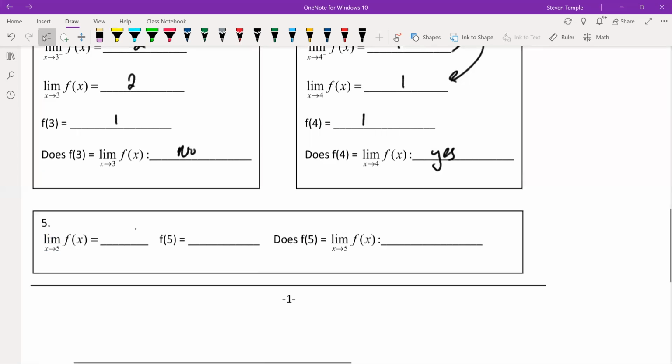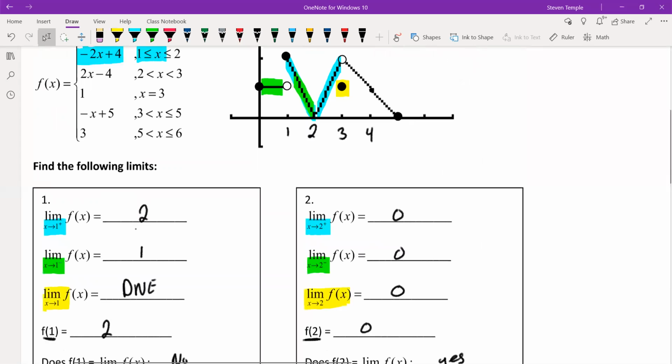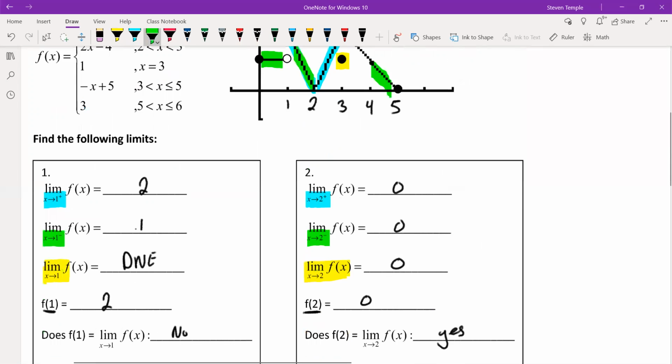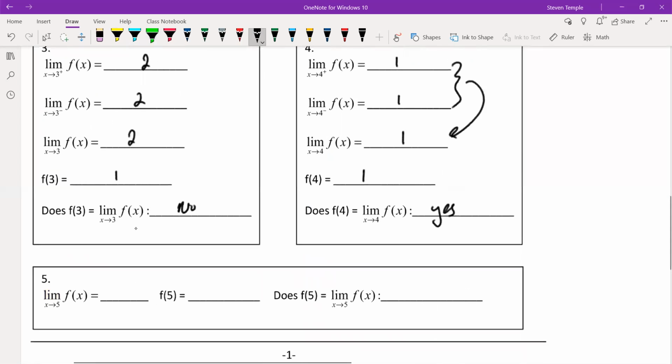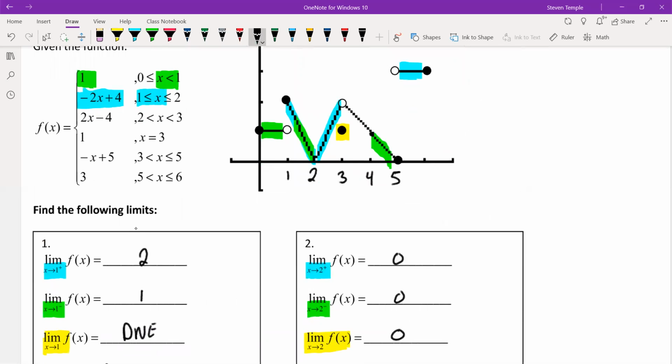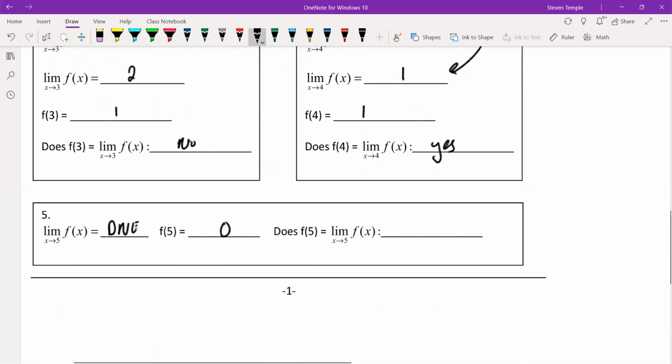Okay, last, looking at 5, the x is 5. So just taking a look at the image of it. From the right side of 5, it's way up here. That's going to be 3. And the left side of 5 is going to go to 0. And that limit is not going to exist, they're not connecting. So that tells me this limit does not exist. Now f of 5, where is it shaded? It looks like it's shaded right here. That's going to be 0. So of course this is a no.